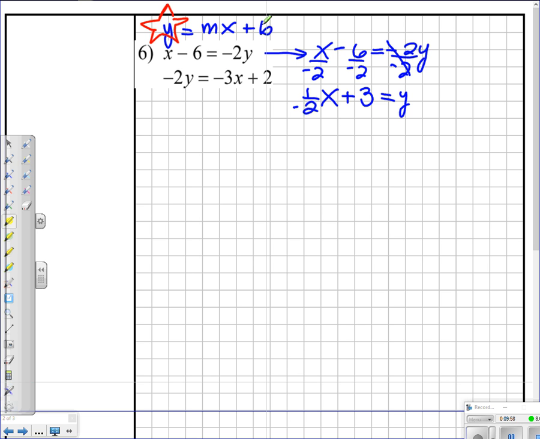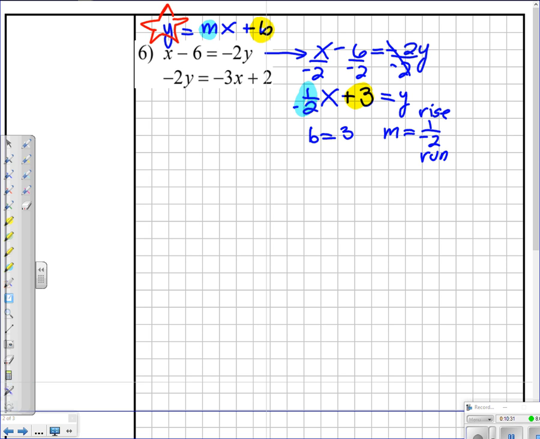Now, the b is whatever number is all by itself, so in this case, the b will be 3. The m is whatever number is next to the x. The number right next to the x is 1 over negative 2, so my m will be 1 over negative 2. And remember, the number on top is the rise, and the number on the bottom is the run.